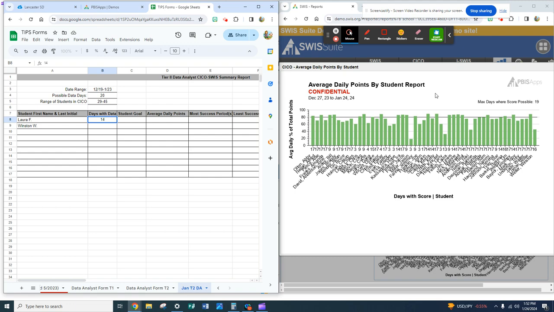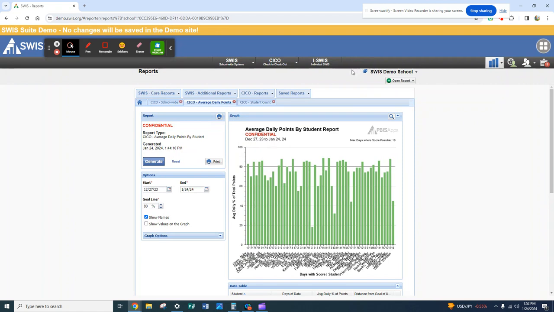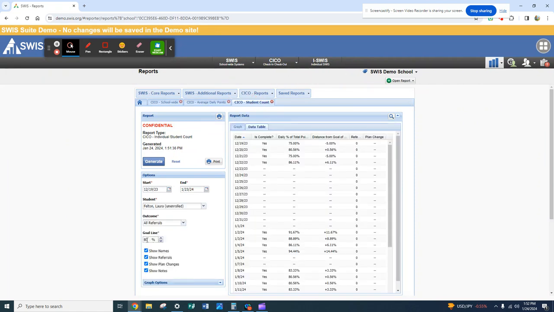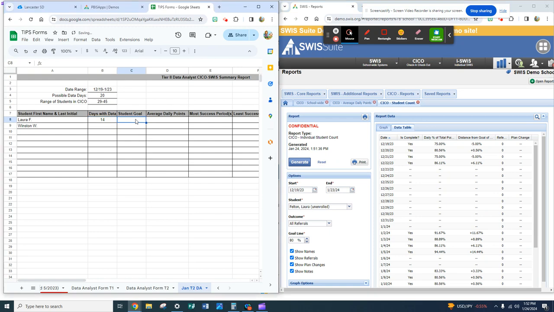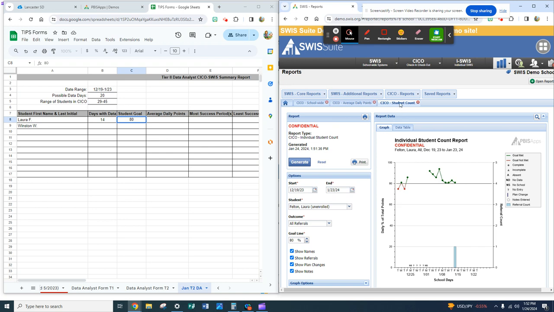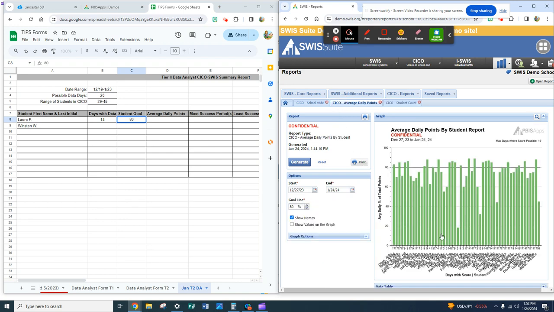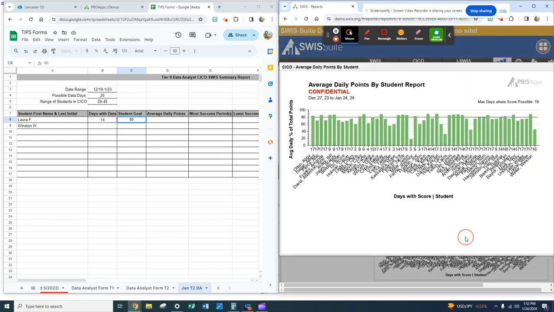Okay, and so what is her goal? Her goal is, it tells you right here. This goal line will change when you change the student name. So her goal line is 80%. Okay, and her average daily points were, where was she? There. We were using the other kid.